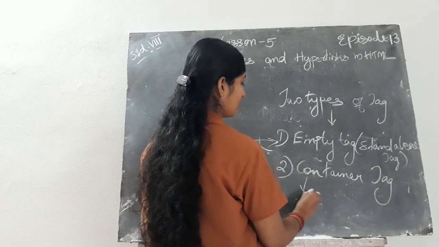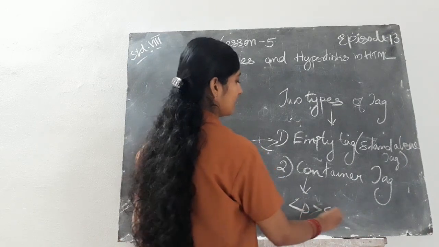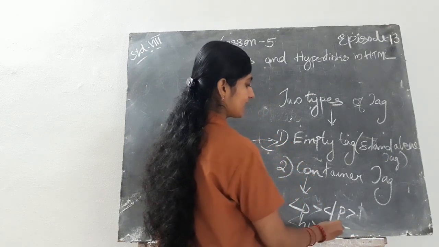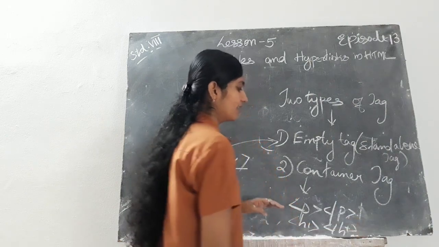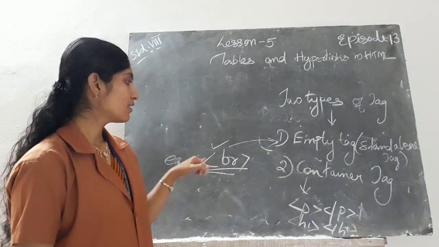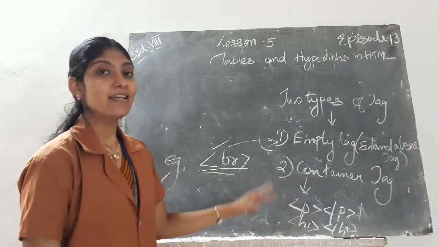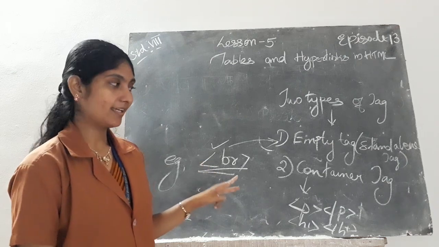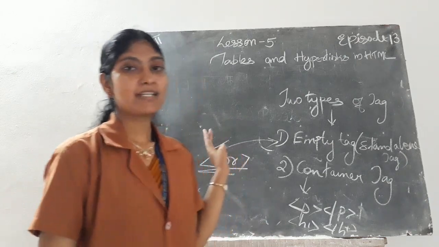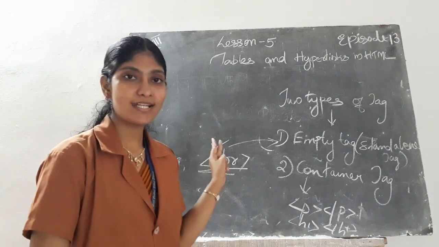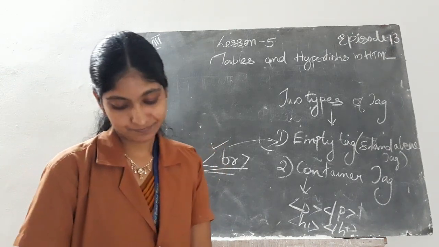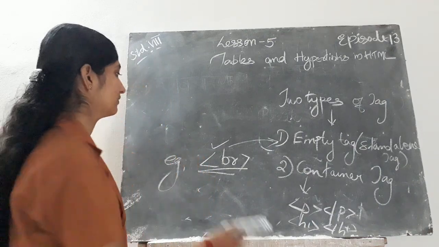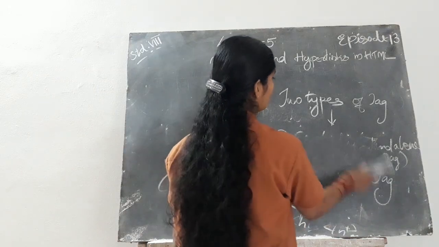But we know the paragraph tag or heading tag are container tags because they have end tags, right? So there are two types of tag: empty tag and container tag. An empty tag does not have an end tag. So the line break tag is an example of an empty tag. So what is its purpose? To break the line. Next is the horizontal rule tag.